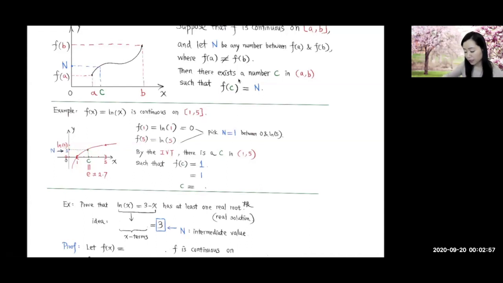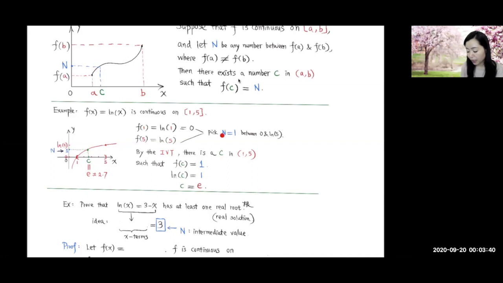Now what is f of c? F of c is just Ln of c. Ln of c is equal to 1, so c will be equal to e to the first power, which is e. You see that e is about 2.7. So there is this number e between 1 and 5, so that f of this c is equal to this intermediate value over here.